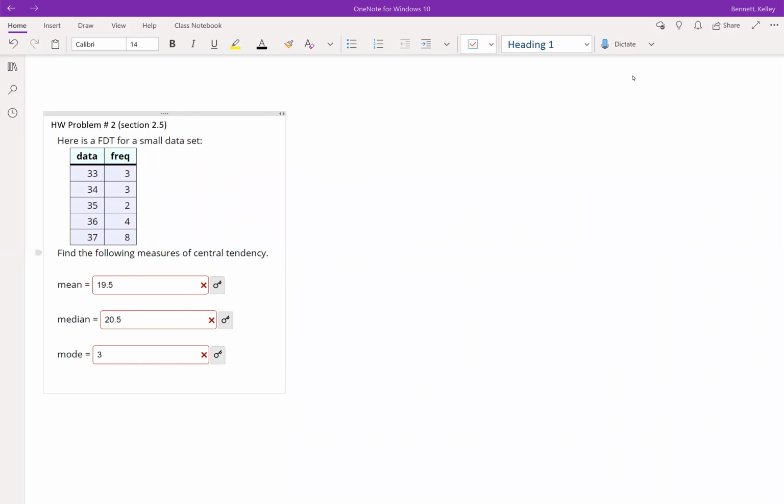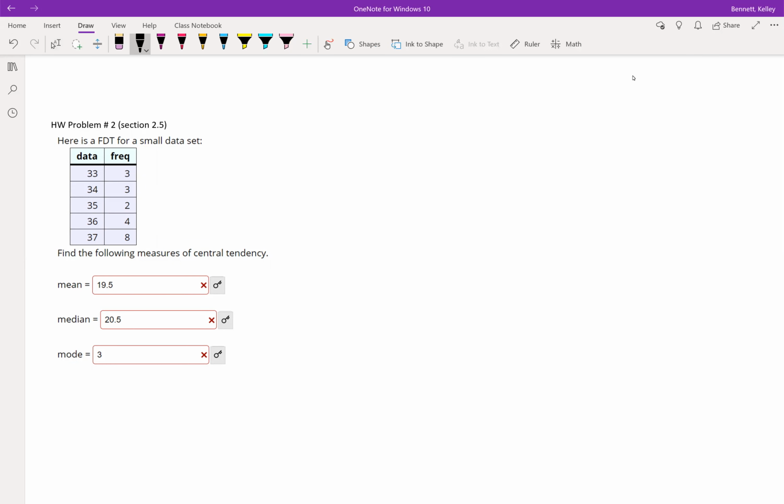All right, so here's how you could do problem number 2 without using Excel. The first thing that's pretty straightforward is the mode. You just look for the highest frequency, which is 8. And so what that tells us is that the mode is 37.